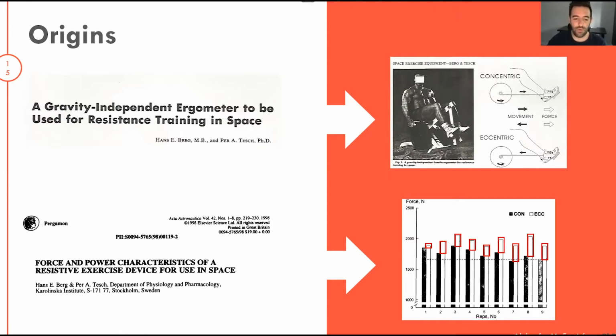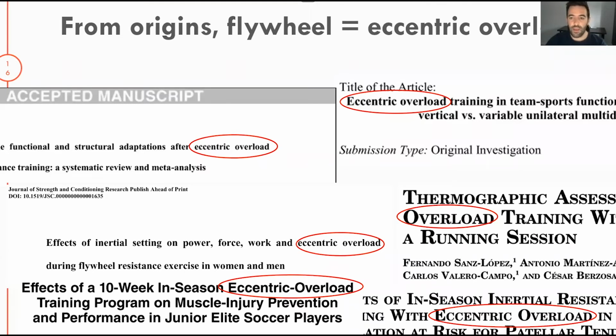This is the first reference where people started to think that flywheel devices were developed to have a greater eccentric training compared to other kinds of technologies, which is something that we are trying to prove right now, that not all the time should be like that. And this is very important. As I explained, from the origins, flywheel was equal to eccentric overload. There is a lot of research that uses in the titles the words eccentric overload just because they use a flywheel device. And most of them do not prove that.